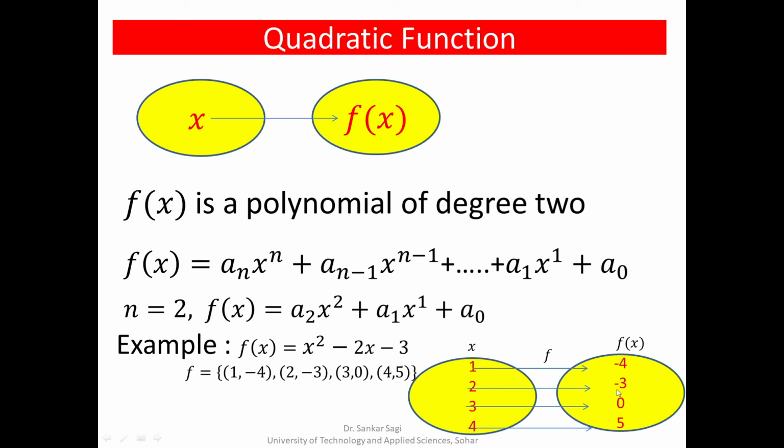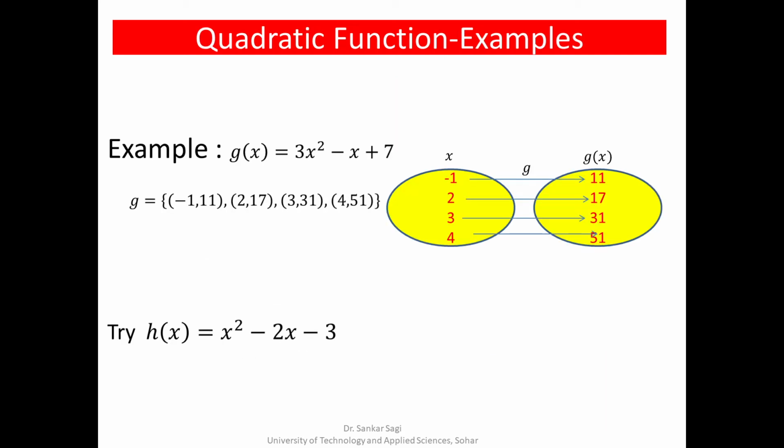Similarly, for the other elements you get the images: 2 has image -3, 3 has image 0, and 4 has image 5. Therefore, for the function f, the images of these elements in the domain are -4, -3, 0 and 5. So this is an example of a quadratic function. So far we have taken the constant function, the linear function, and now the quadratic function. Another example of the quadratic function.